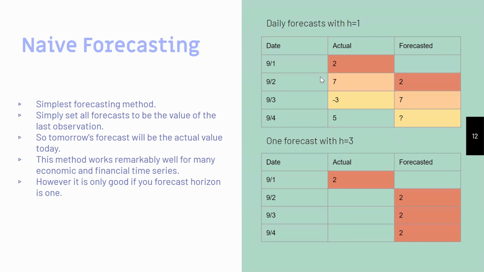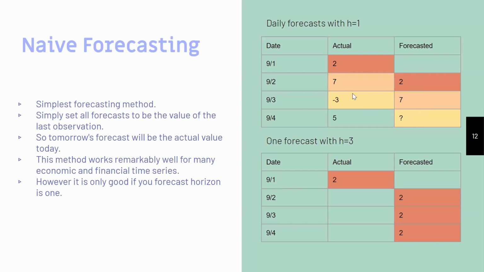I will show you here. So for example, on September 1st, whatever the value is, the context doesn't really matter, the value was 2. So then we're saying that the forecast for tomorrow, aka September 2nd, would be 2. And that's what we write down. Then on September 2nd, we see that the actual value is 7. So then we're forecasting that tomorrow, on September 3rd, the value will be 7, and so on.